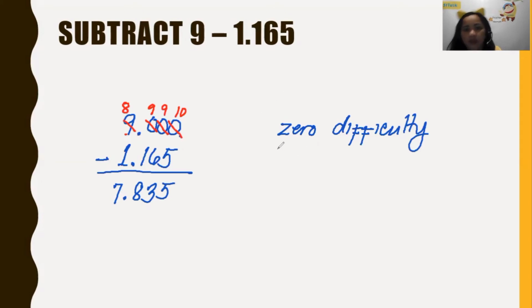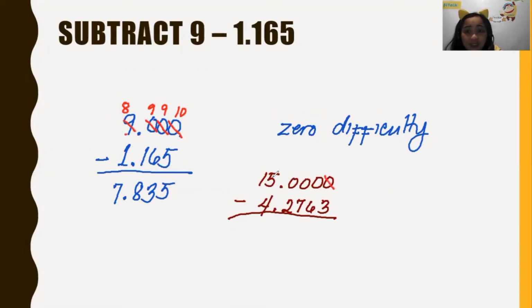Let's have another example. 15 minus 4 and 2,763. So, 15 is a whole number. Let's add zeros. So, 0 minus 3, of course, cannot be. 0 will borrow from 0 until 5. So the 5 will be reduced to 4, then 9, 9, 9. Only the very last 0 becomes 10. So we have 10 minus 3 is 7, 9 minus 6 is 3, 9 minus 7 is 2, 9 minus 2 is 7, decimal point, we have 4 minus 4 is 0, bring down 1. So the answer is 10 and 7,237 thousandths. So this is the one with zero difficulty.